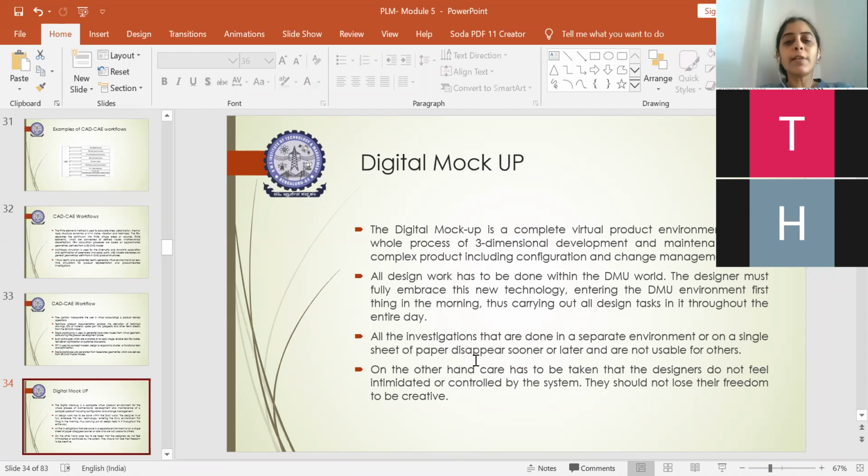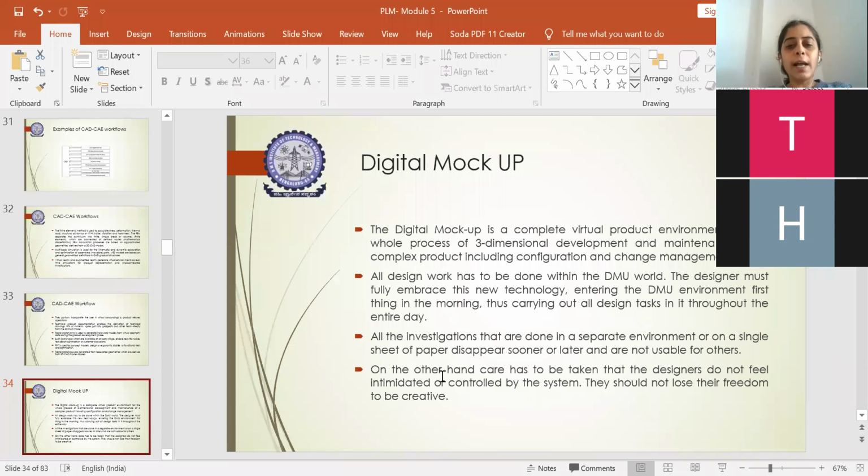Okay. All investigations he does could be generated in a separate environment or on a single sheet of paper, but it gets lost quickly. So he has to draft and store it in the data documentation at a quicker stage, because this cannot be used for other designs. The design he does is with respect to a particular product. He cannot refer to that for the rest. So if he needs to save the design for that particular product, he has to generate it quickly and save it in a particular file.